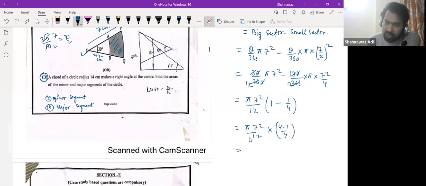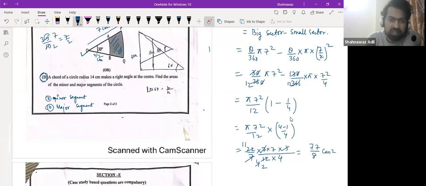Now we put the values. This is 22 by 7, 7 into 7. This is 3, this is 12. The 7 will cancel. This is 4, and then this is 2. So this is 77 by 8 centimeters. That would be the answer, right?